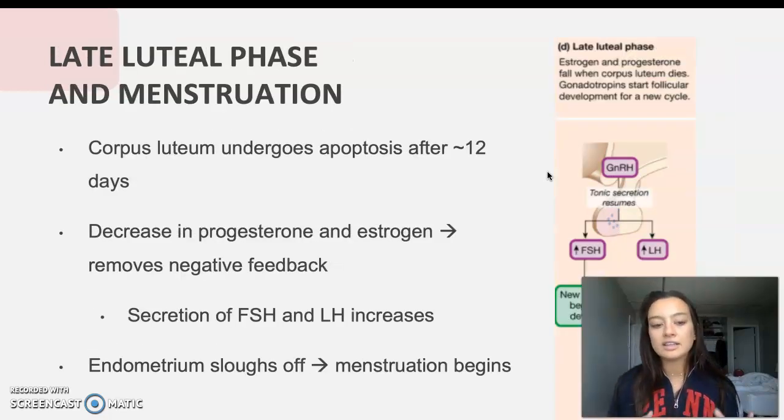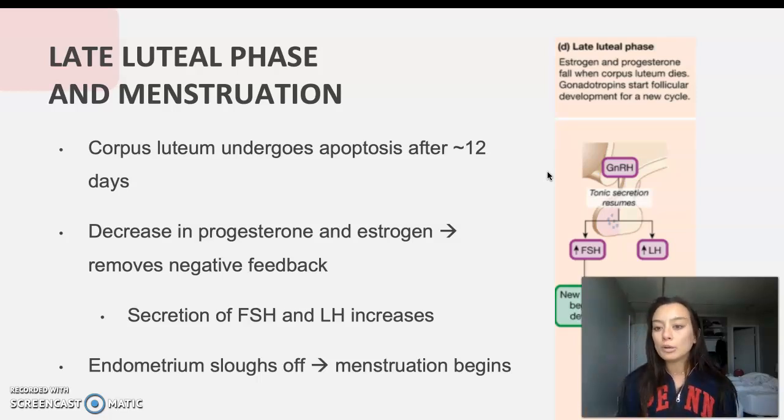And then finally, in the late luteal phase and menstruation, the corpus luteum has a lifespan of approximately 12 days, after which it'll undergo apoptosis. So we just said the corpus luteum produces progesterone and estrogen, so once it dies, this decrease in progesterone and estrogen removes the negative feedback on the hypothalamus and the anterior pituitary, which causes the release of GnRH, FSH, and LH, and this whole cycle starts all over again.